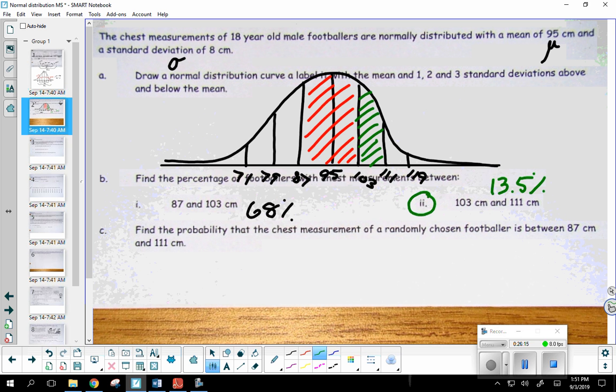Okay. You want to try the last one on your own? Sure. Let's do this. Find the probability that the chest measurement of a randomly selected football player is going to be between 87 and 111 centimeters.